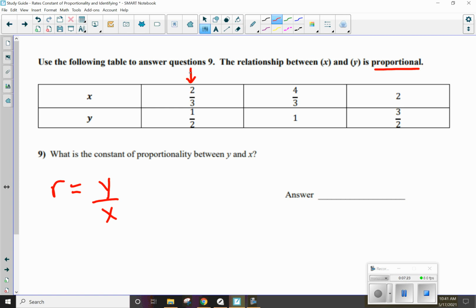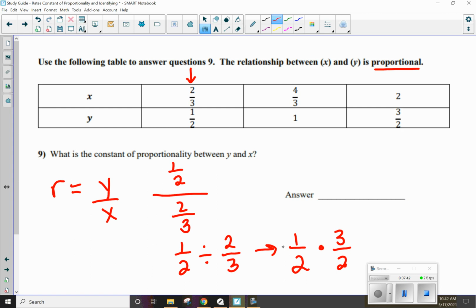I'm going to use this first column here, and I'm going to set up y over x. So really what's happening is we're dividing 1/2 by 2/3. Again, it's division of fractions, which means we keep change flip. And that's going to leave us with 1/2 times 3/2, which equals 3/4 as our constant of proportionality. Remember, a constant of proportionality is just a unit rate.